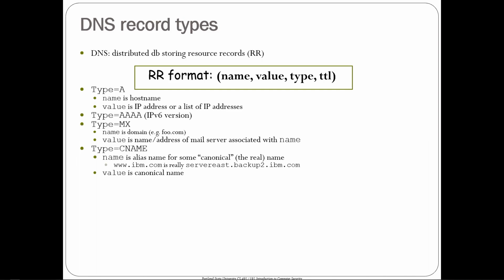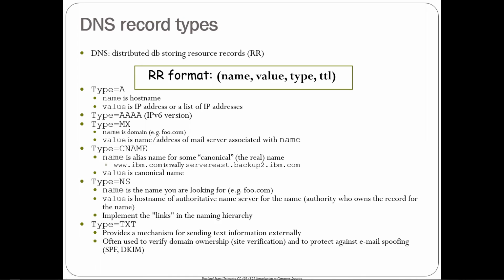There is a format of record for aliases. So if you want two names to map into the same entry, then you can create this CNAME alias and says, hey, I'm going to point this name www.ibm.com to servereast backup to.ibm.com. And so the name and the value, in this case, rather than being an IP address, this is another canonical name as the value. The next one is a critical one.